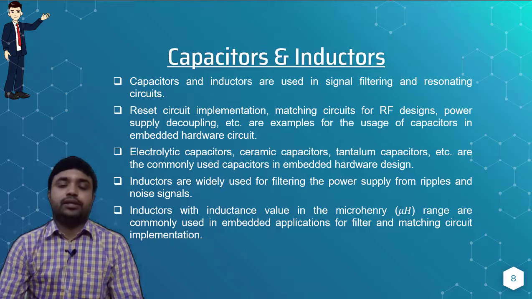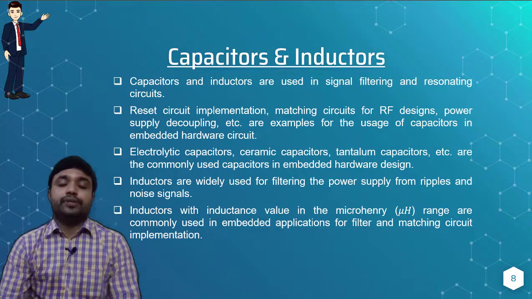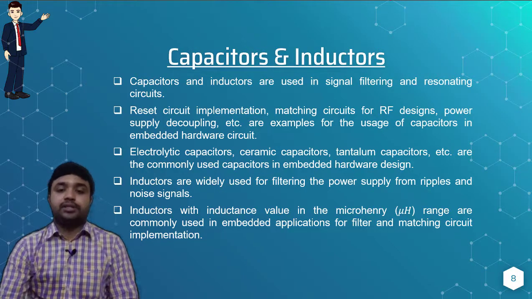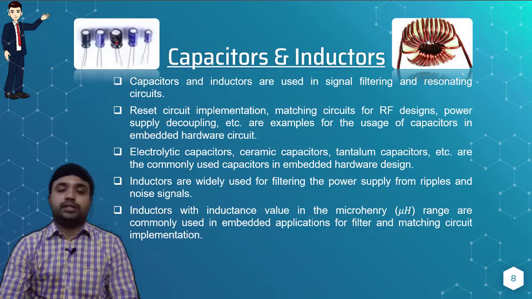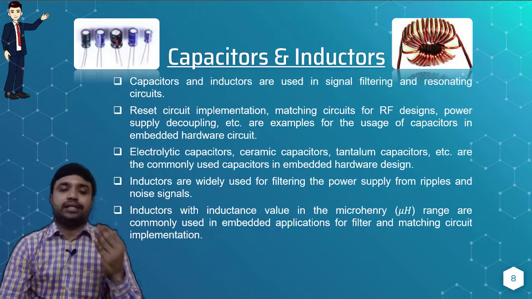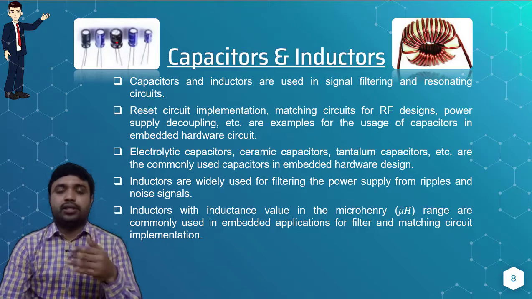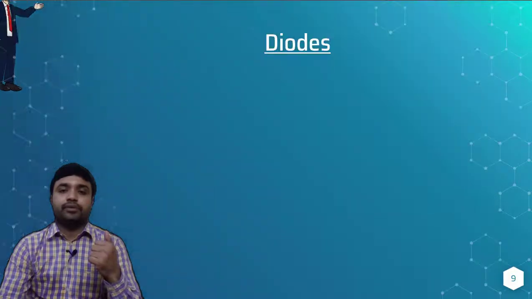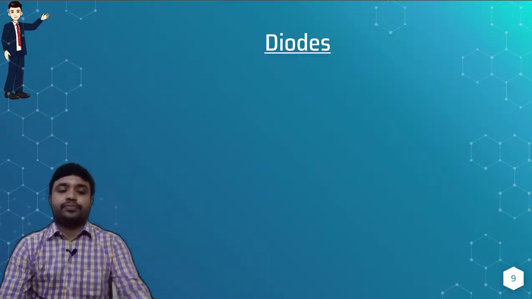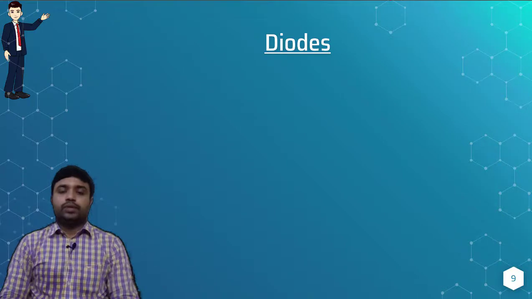Okay, and with the use of microhenry inductors, we can make use of the inductor for filtering and matching circuit implementations. Okay, so these are the representations of capacitor and inductor circuits. The left part of the picture shows you the different types of capacitors, and the right section provides you with the inductor circuitry. Next, diodes. Okay, so what is a diode?